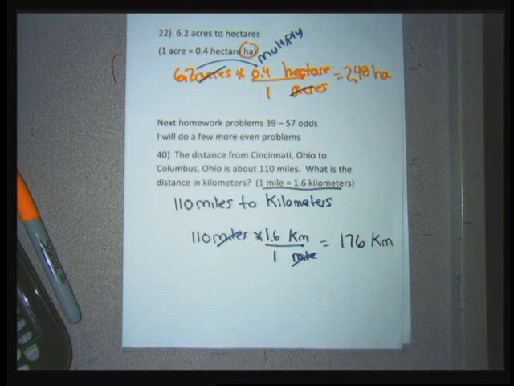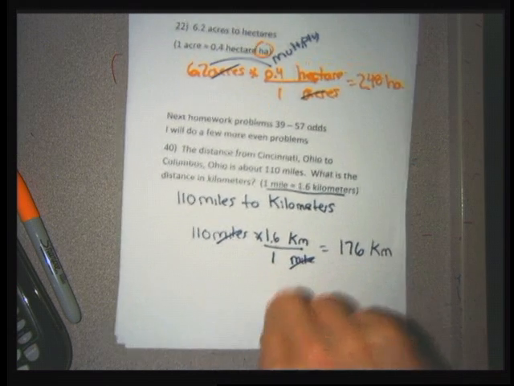So every problem in this grouping between 39 and 57 will have this sort of feel. There's a whole word problem, and somewhere embedded in the word problem the author wants me to do a conversion. I have to figure out the conversion that the author wants and then do the conversion.